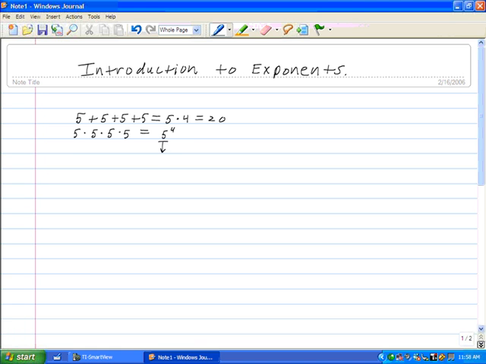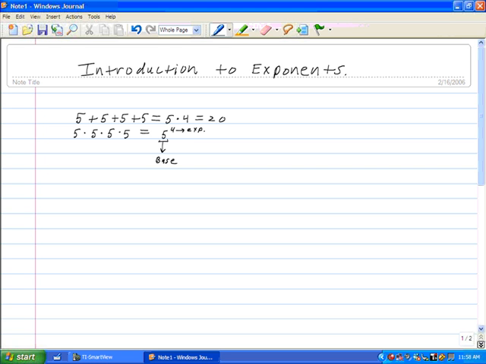First of all, in this case, the 5 is the base. The 5 is the number that's being multiplied by itself, and the 4 plays the role of the exponent. The 4 is just telling us how many times that 5 should be multiplied.